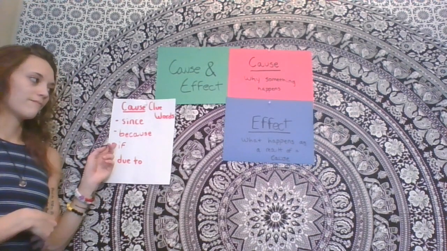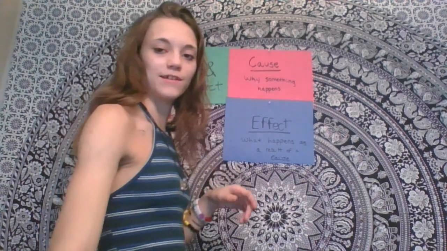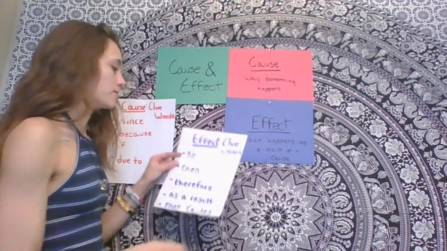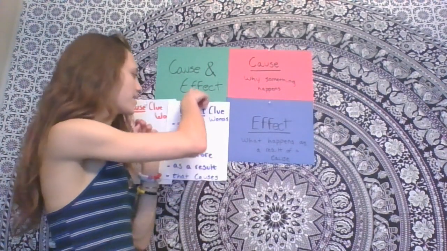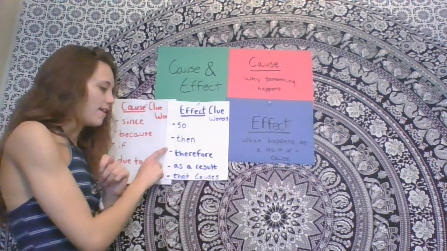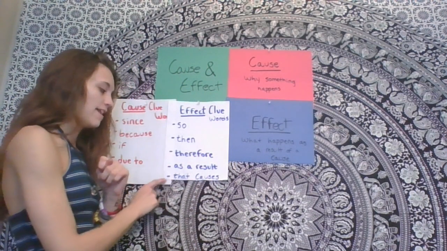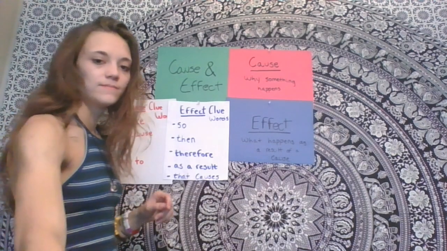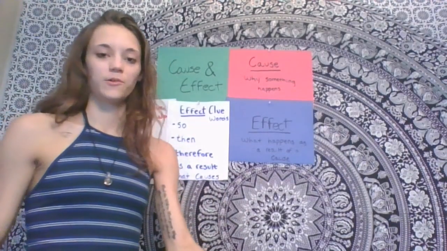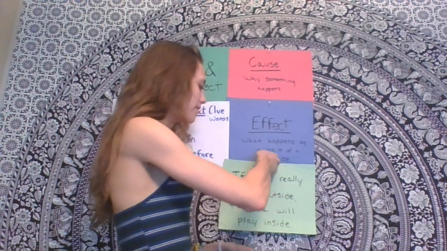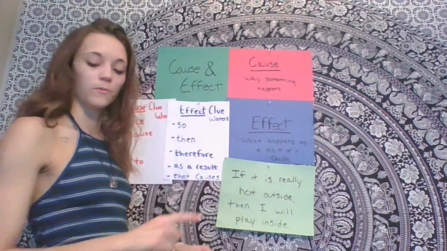If... I need to actually think of these two. Authors also give us clues about effects in a story. Effect clue words are so, then, therefore, as a result, and that causes. Let me show you how these clue words work. When we are reading, we can look for these certain clue words.